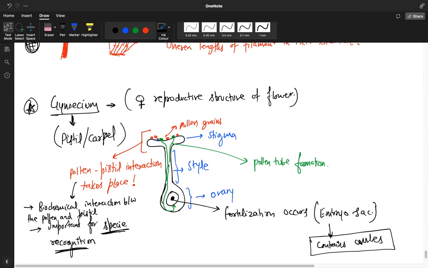Making sense? Is it making sense, Aisha and Iram? Are you understanding? Yes, sir. So first draw this and label everything, and then let me know when you're done. Then I'll dictate.